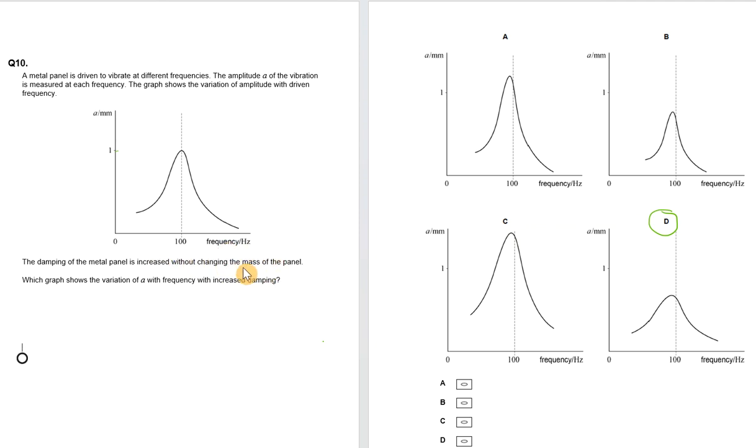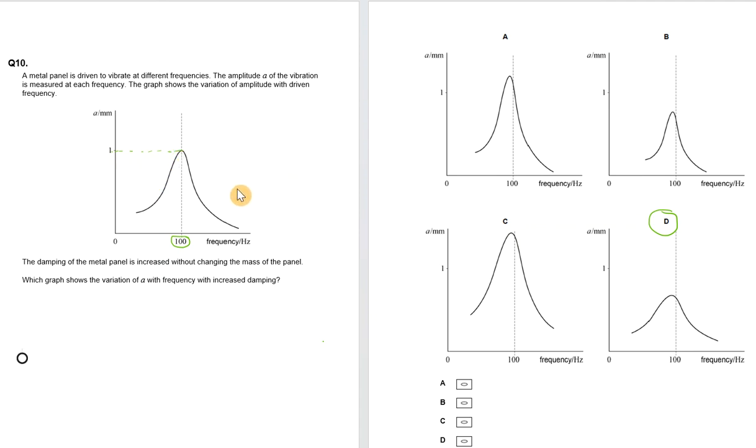So if we're not changing the mass of the panel, then the resonant frequency is going to remain the same. And we can see the resonant frequency for this particular system is 100 Hertz. We can tell that's the resonant frequency because that's when we get the maximum amplitude.